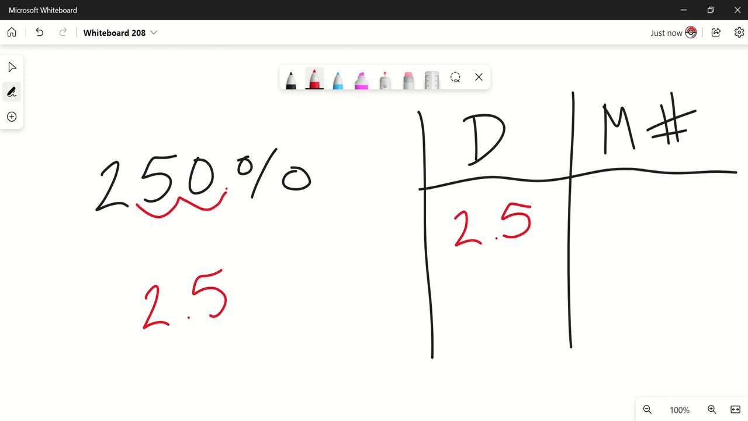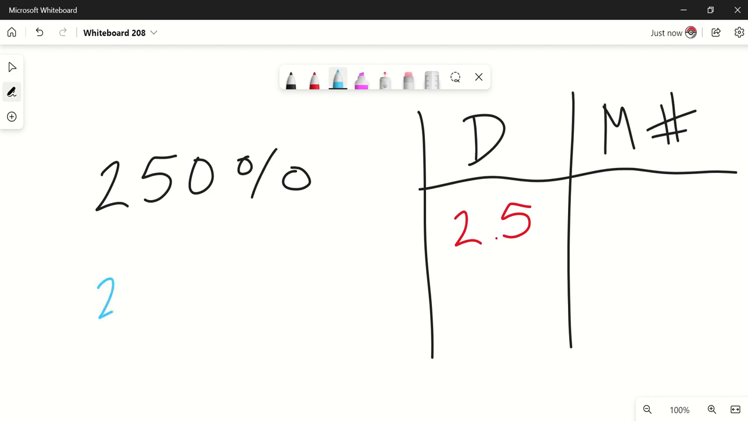Hopefully everybody understands what happened there. Again, percentage to decimal, the decimal jumps twice to the left, and we get rid of the percentage symbol. So 250% becomes 2.5. Now, as a mixed number, I would like to take this and turn it into a mixed number because it's easier. The book wanted us to do it this way.